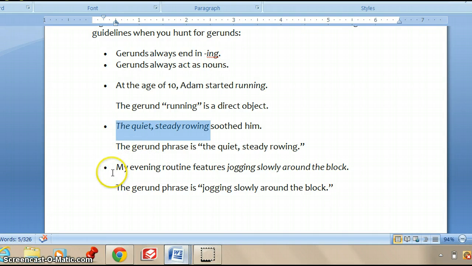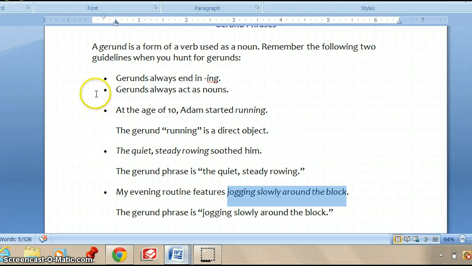My evening routine features jogging slowly around the block. The gerund phrase here is jogging slowly around the block. Features is your verb. Features what? Features jogging slowly around the block. This is now the direct object of the verb, and it is a noun in the sentence. So for gerunds, you're going to look for that -ing ending and look for them to act as a noun.